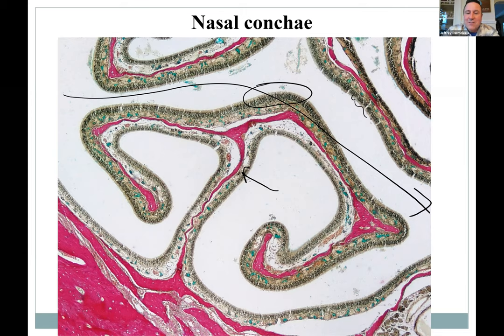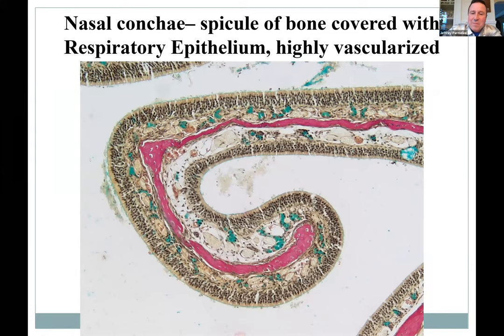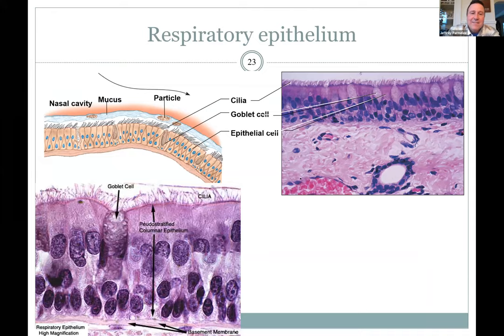Just another view. Remember pseudostratified columnar? There'd be goblet cells in there, and you can just barely see the cilia. And indeed, it's highly vascularized, lots of blood vessels right underneath it. We studied this in histology. Here are some goblet cells, these clear cells that make mucus.